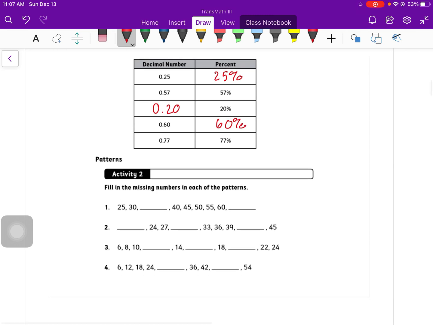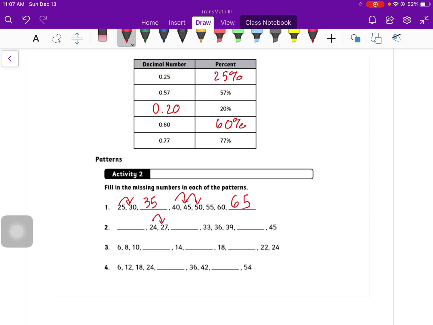If we're filling in the missing pattern, we can see that we're going up by 5 each time in this first one. That was an atrocious error. Let me fix that. Okay, we're constantly just going up by 5, so this is going to be a 35. This is going to be a 65.